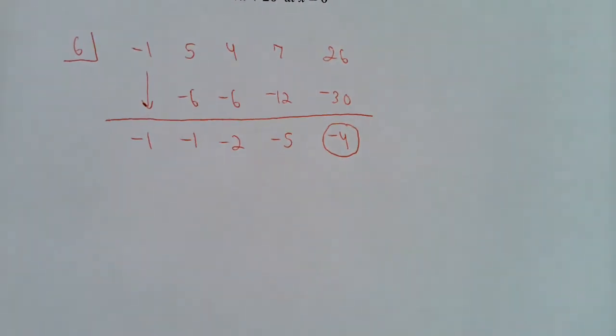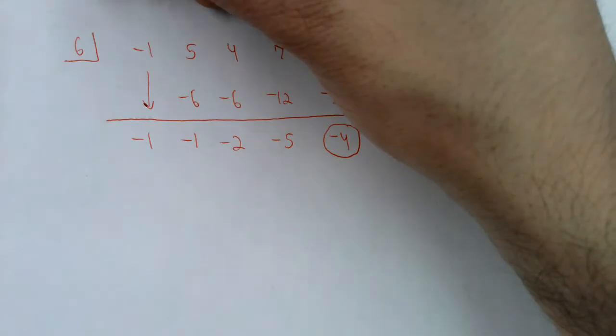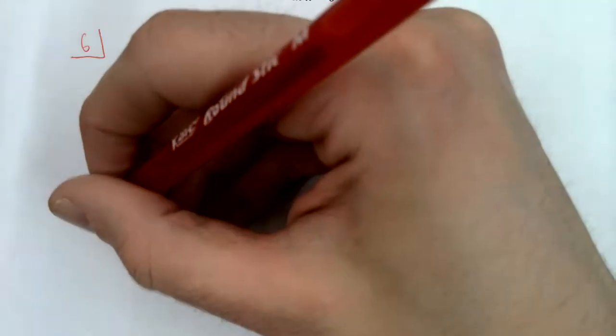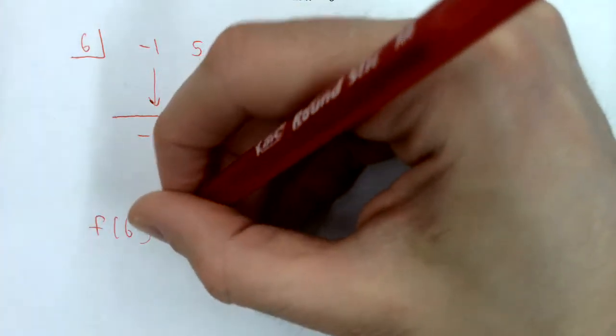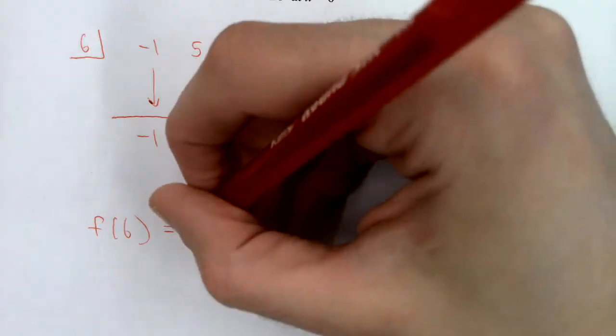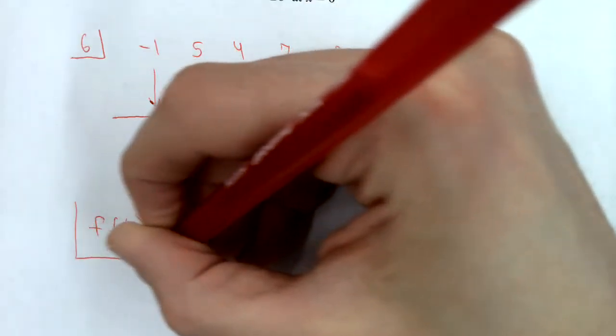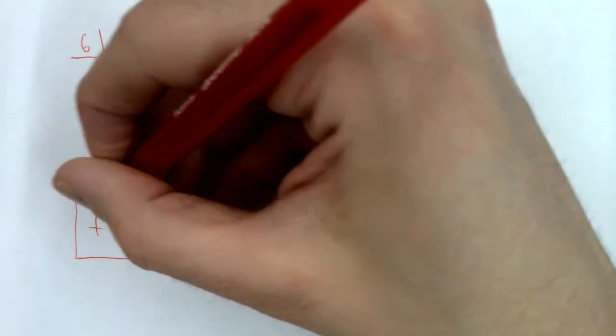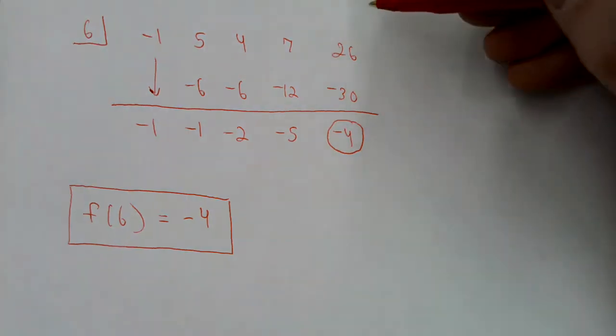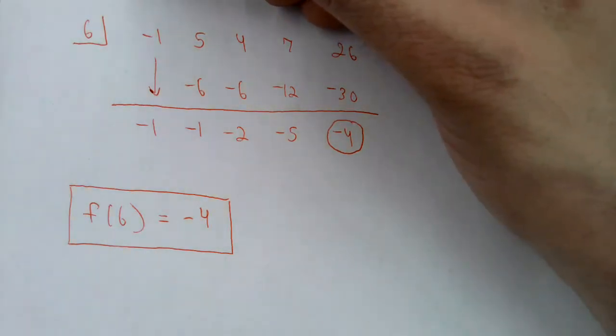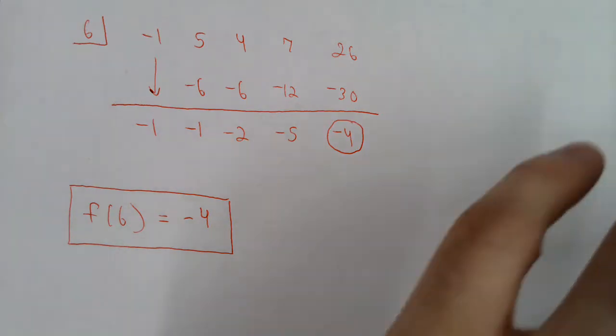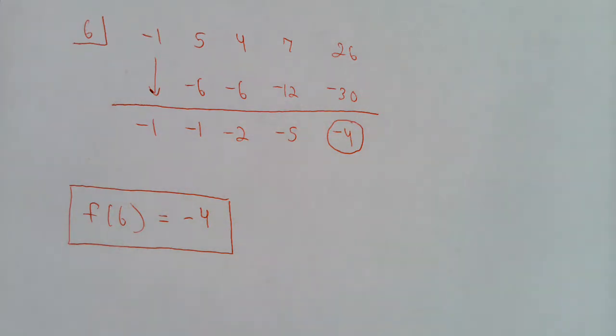So that is the answer. F, because this is an F right there, of 6 equals negative 4. That means if I took 6 and I did negative 6 to the fourth, plus 5 times 6 cubed, plus 4 times 6 squared, plus 7 times 6, plus 26, I would get negative 4.